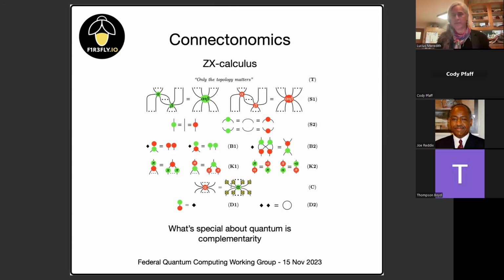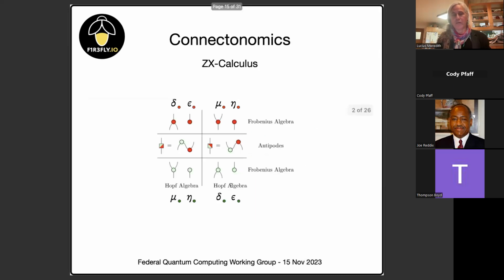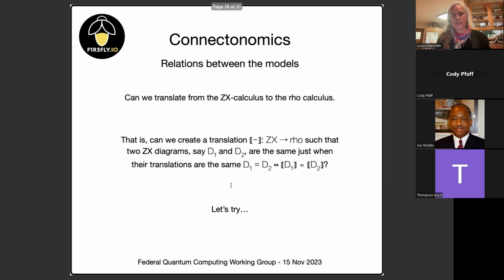And there's a bunch of other stuff to explore, but I thought we might explore it in a different way, by looking at the connection between the ZX calculus and the rho-calculus. Before I do that, let me stop again and check and see if there are any questions. It also gives me a chance to take a sip of coffee.